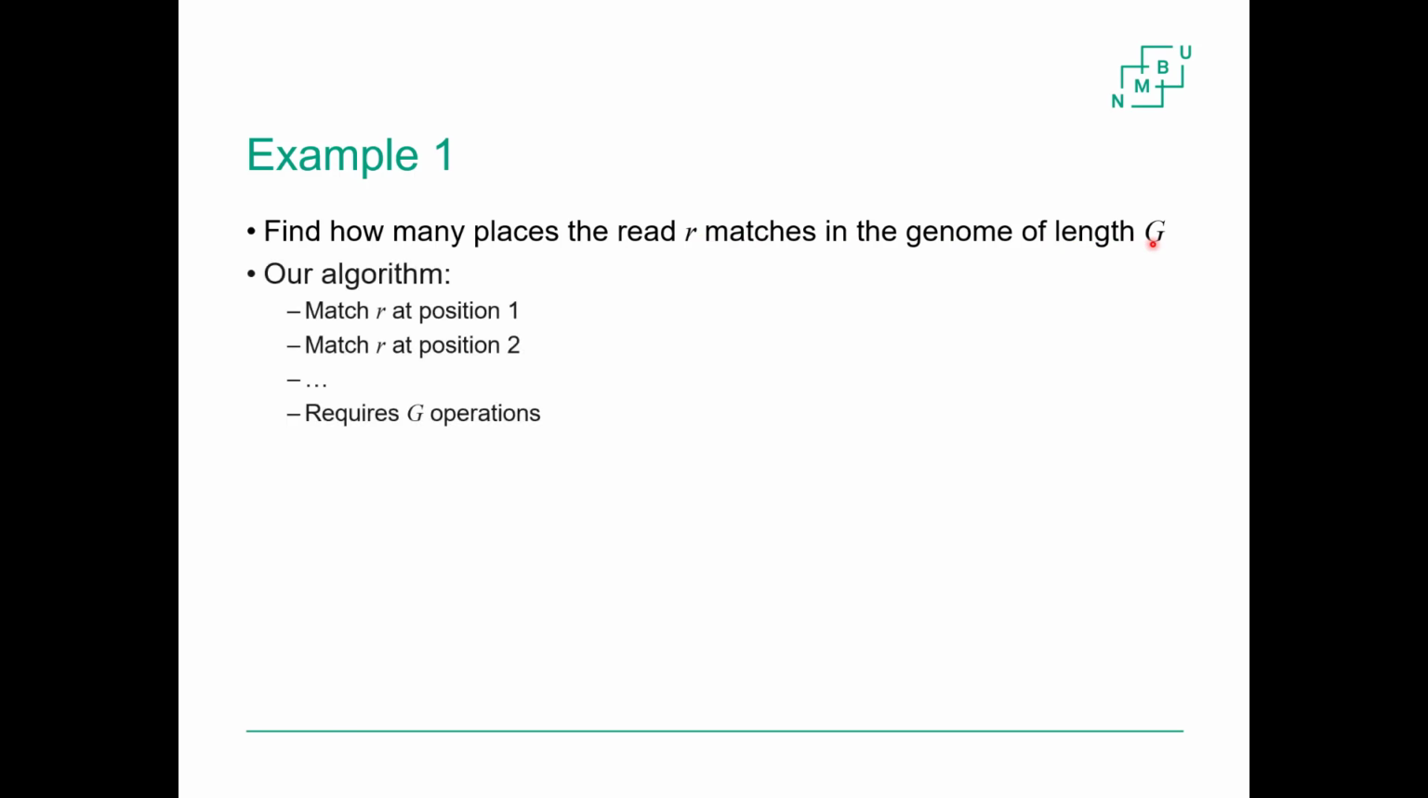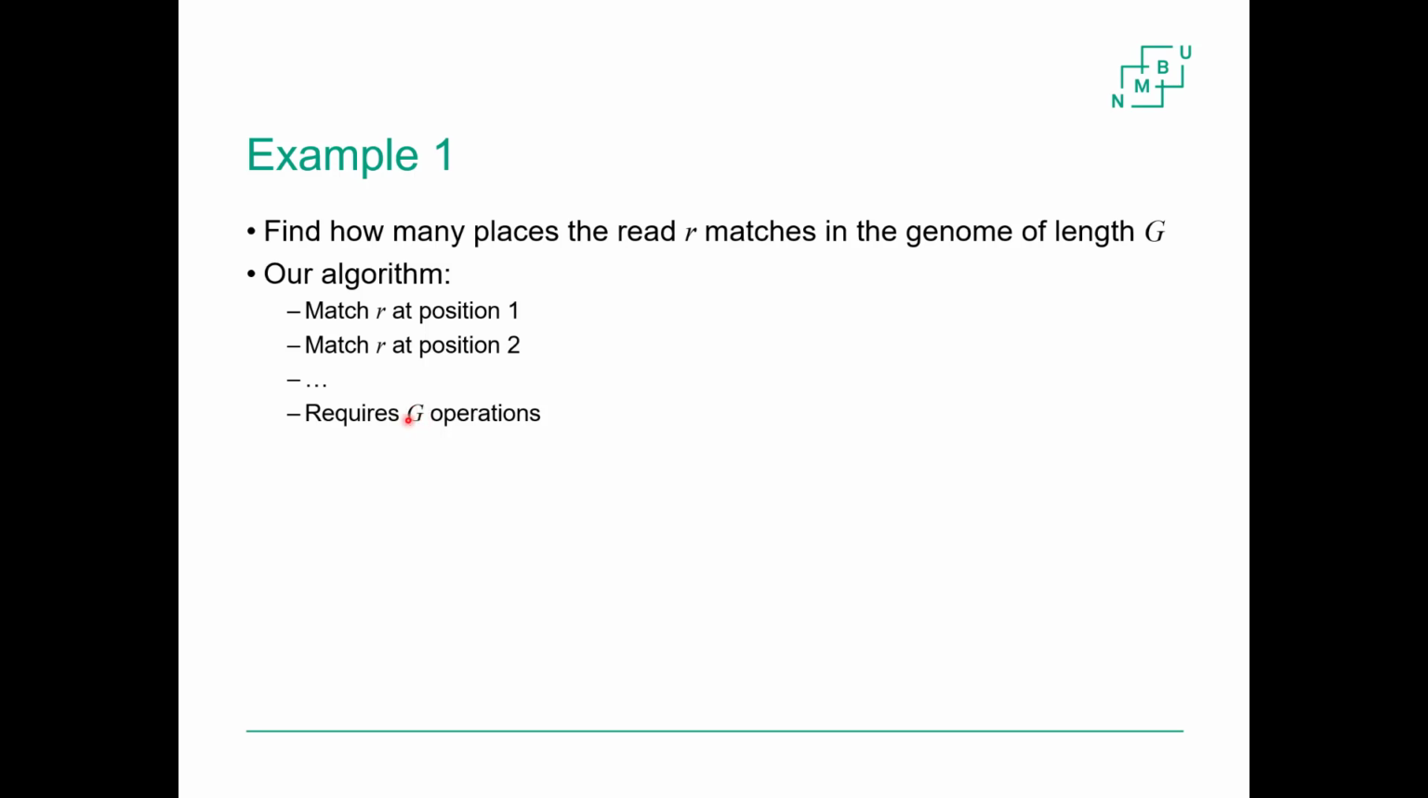And here is our algorithm. This is the brute force algorithm. Match R at position 1 of the genome. Start at the first position of the genome sequence, right? Does the read match here? Yes or no? Then move one position to the right and match the read here. Does it match? Yes or no? And continue. Match the read at position 3, 4, 5, up to capital G, right?